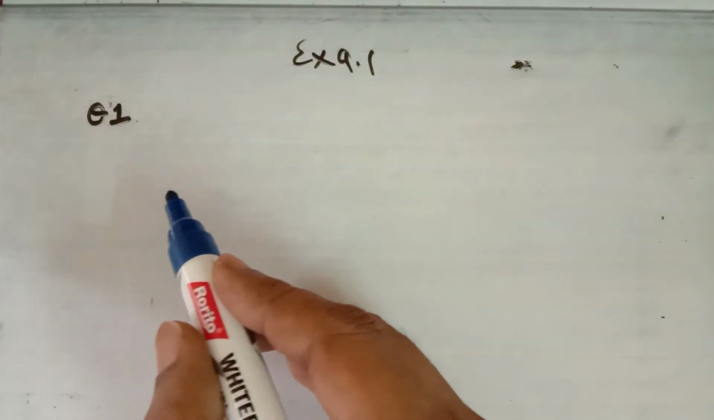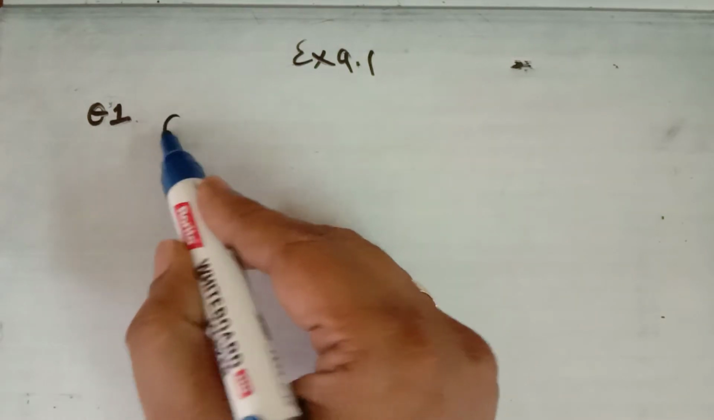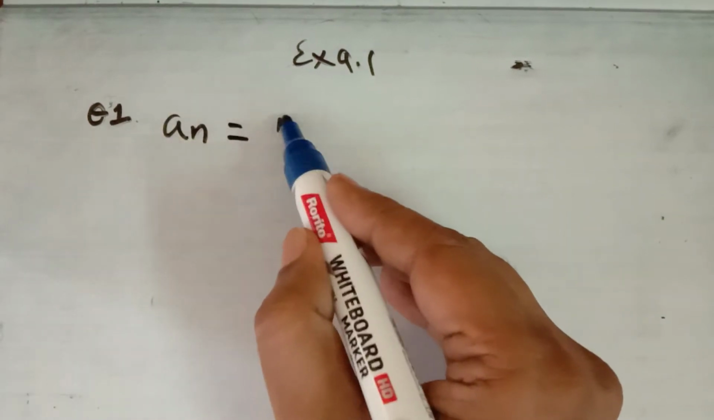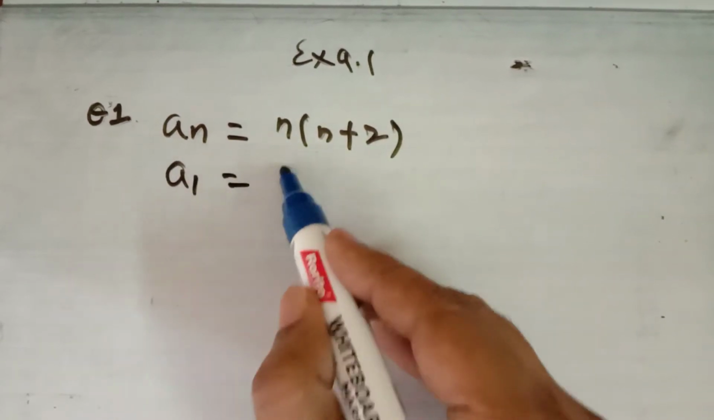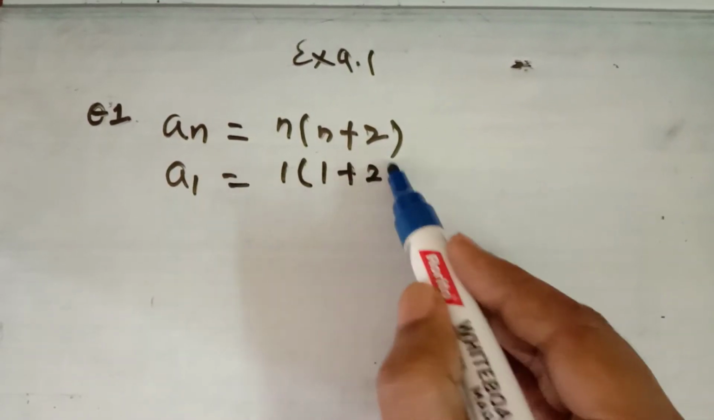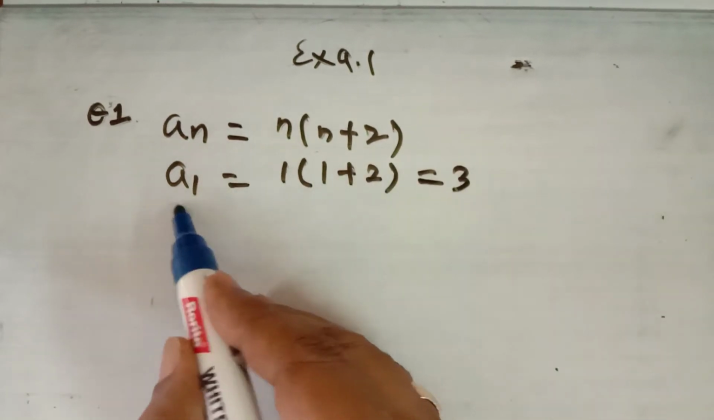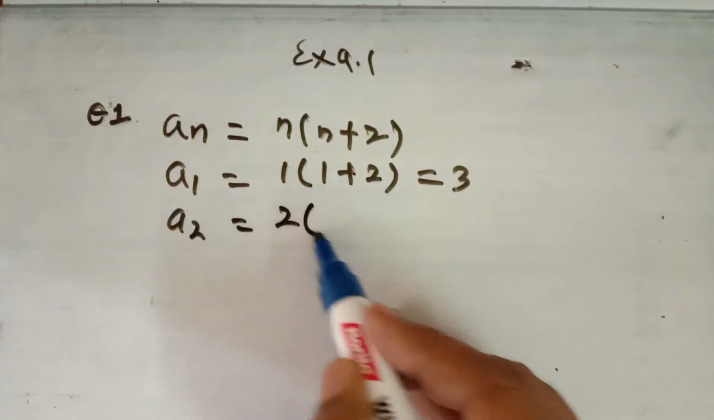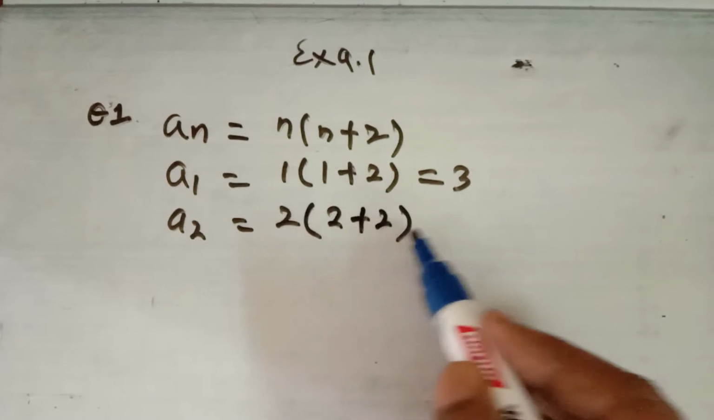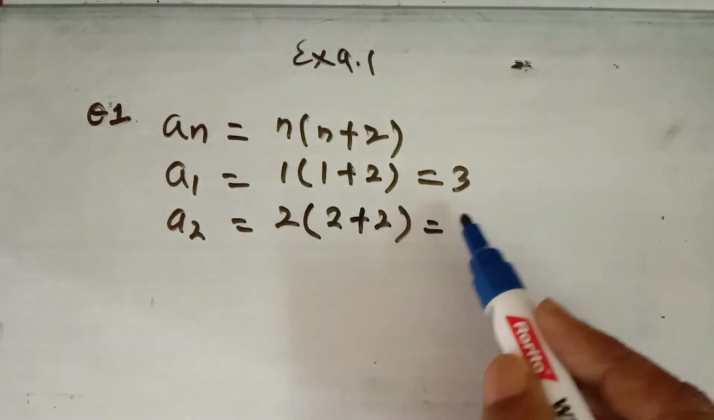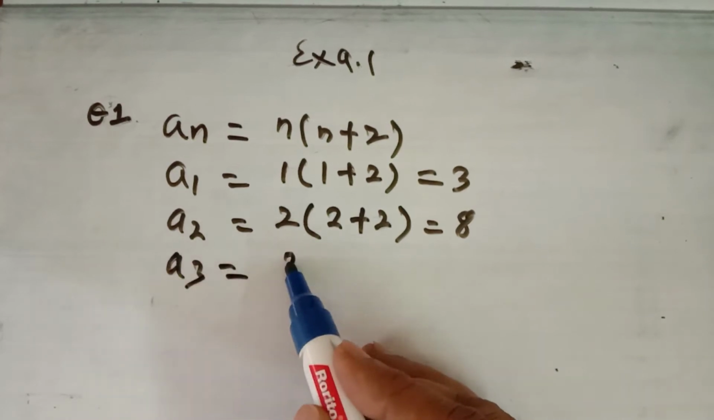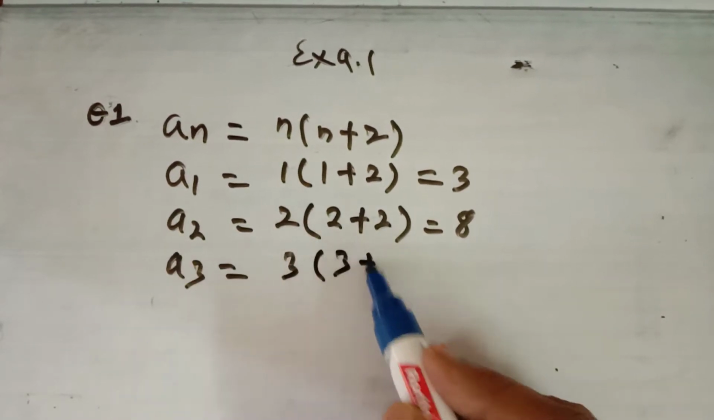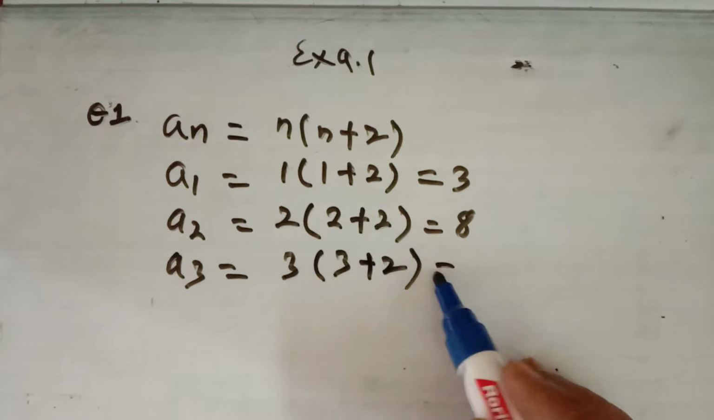So you have to find the first 5 terms. So I will take the first. The nth term is given as n times (n plus 2). The first term will be obtained by replacing n by 1, so it will be 3. The second term will be obtained by replacing n by 2. It will be 4, 2 fours are 8. The third term will be obtained by replacing n by 3: 3 plus 2, that is 5, 3 fives are 15.